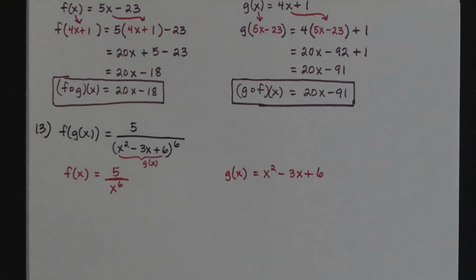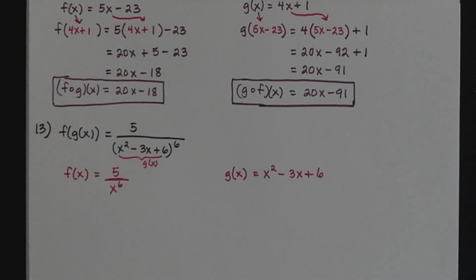So f of x was 5 divided by x to the 6. g of x is x squared minus 3x plus 6. Any questions about problem number 13?